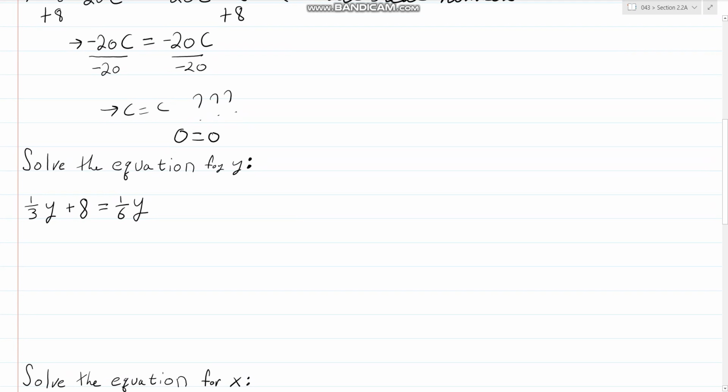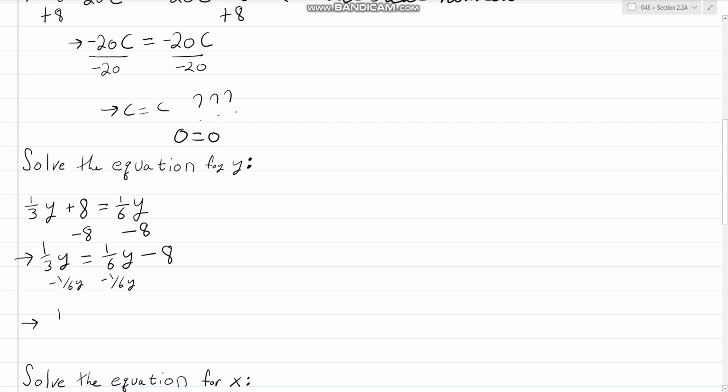Solve the equation for y. I have 1/3 y plus 8 equals 1/6 y. Okay, well, I need to get all of the y's to one side, and I need to get all of the numerals on the other side. So I think how I'm going to do it is I'm going to move the 8 to the other side. So I'll subtract. I have 1/3 y equals 1/6 y minus 8. And then I can subtract 1/6 y here on both sides.